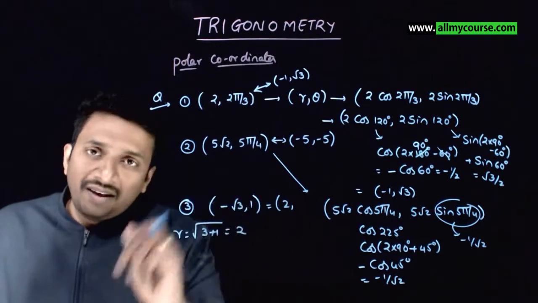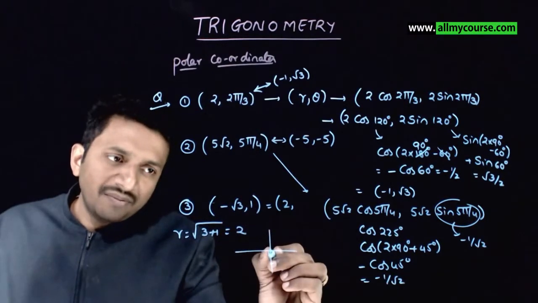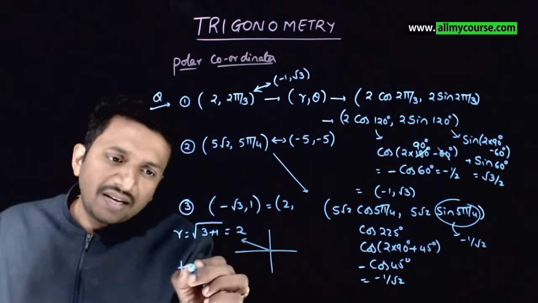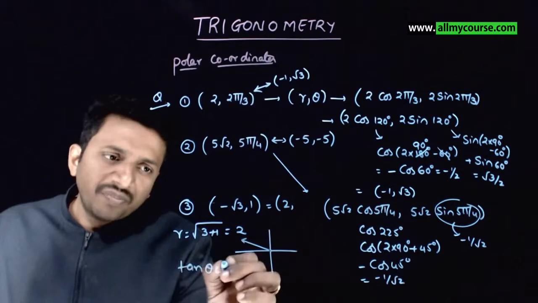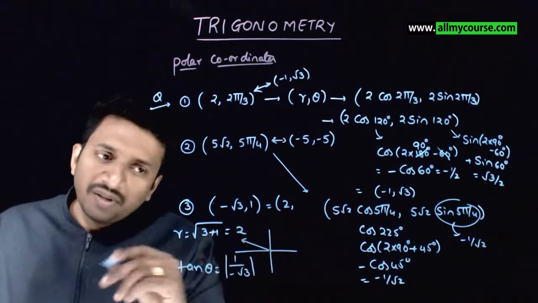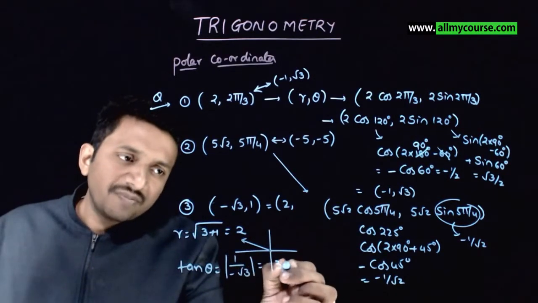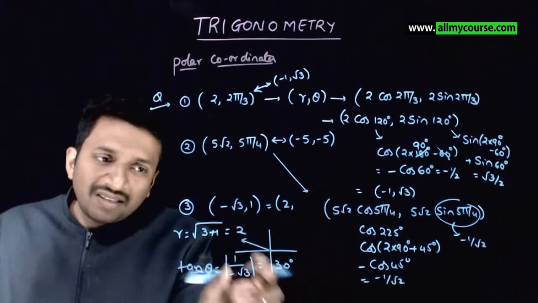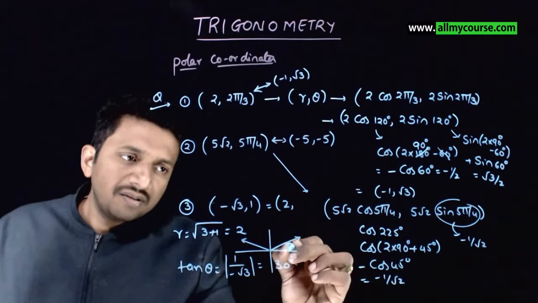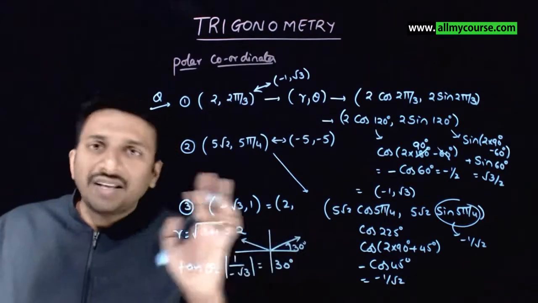Now if you want the angle, as you can see, minus root 3 comma 1 lies in the second quadrant. First what I do is, I find tan theta is equal to modulus of y by x, which is minus 1 by root 3. When I take the modulus, it becomes plus 1 by root 3. So you get 30 degrees. This is the allied position of the required angle in the first quadrant. That means if I take this angle into the first quadrant, I get 30 degrees.